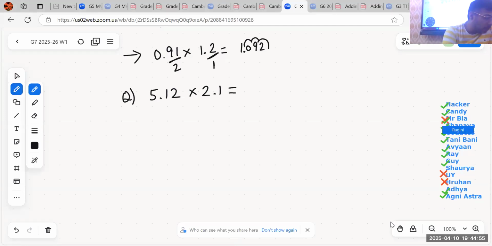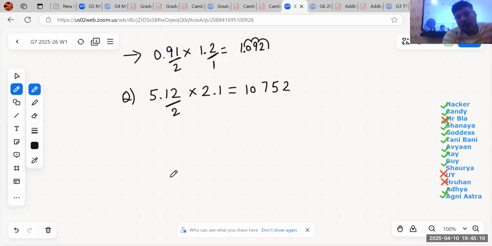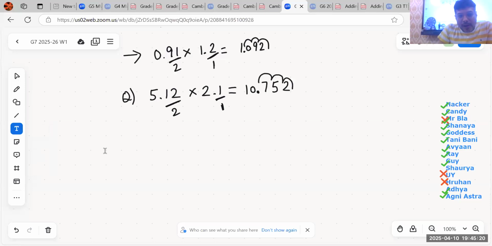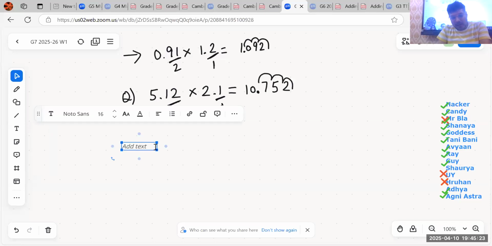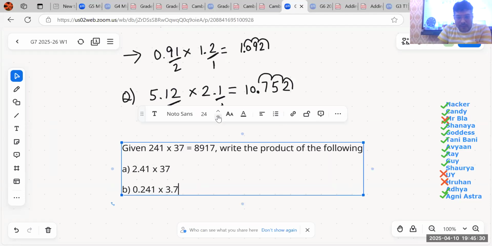First I will normally multiply 512 and 21. So what will I get? I will get 10,752. Now how many digits are there after the decimal? 2. How many digits are there after the decimal? 1. So I will shift the decimal 3 places to the left. My answer will be 10.752. Understood? Yes, sir. Next question, in one message I want both answers.